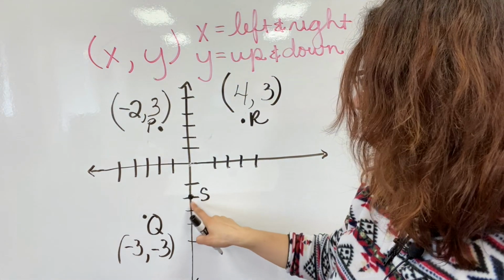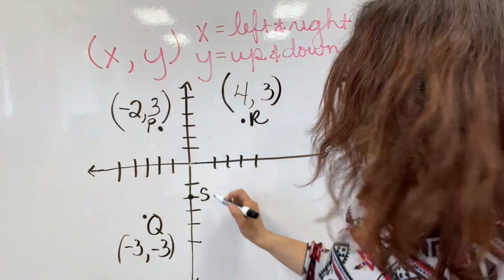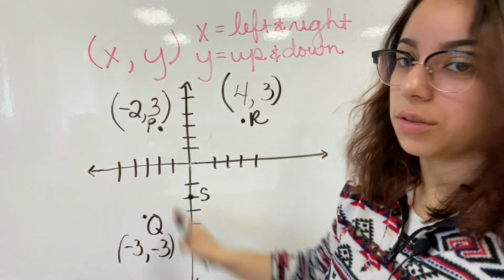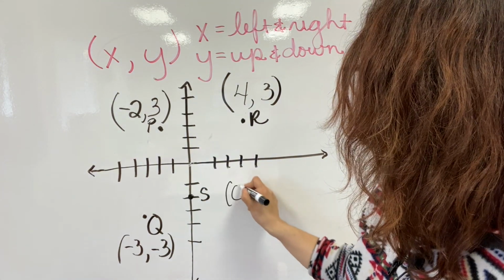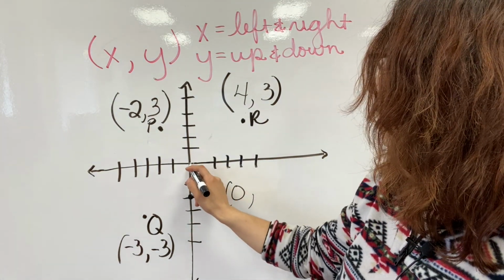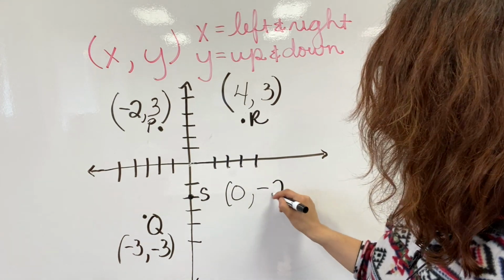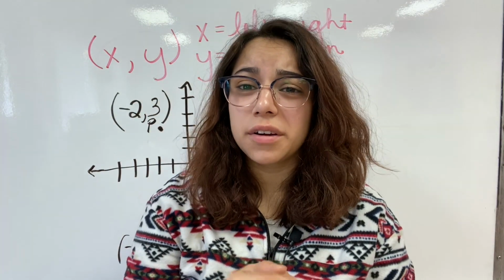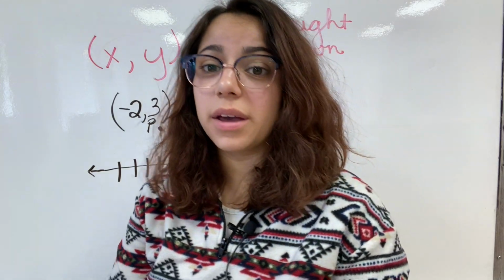And then the last one is S, okay? For S, they didn't go anywhere left and right, because they stayed right on the Y line. So we're gonna do 0, and then they went down 1, 2. So it's -2.